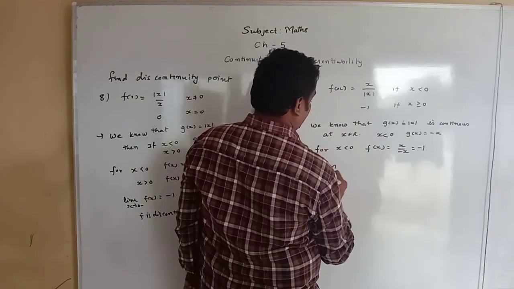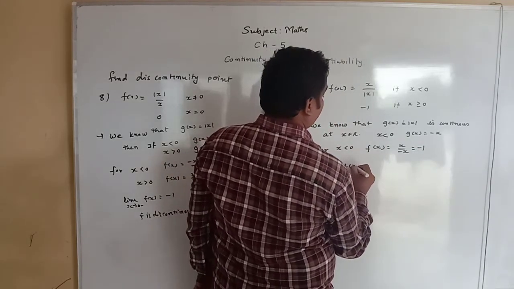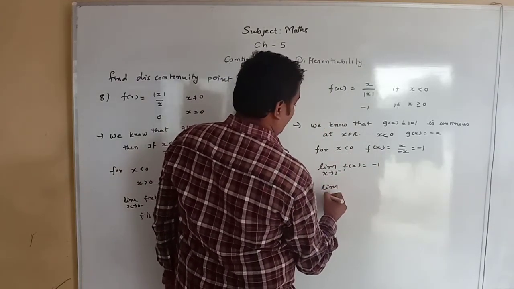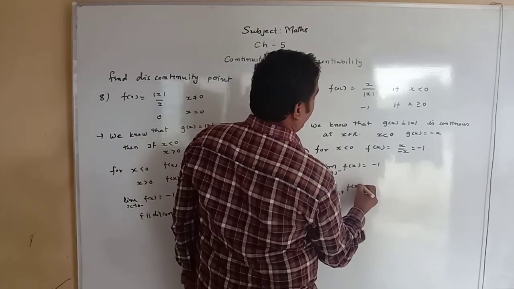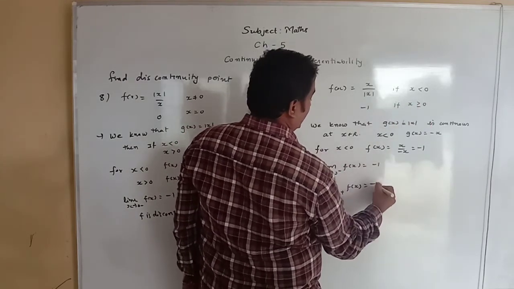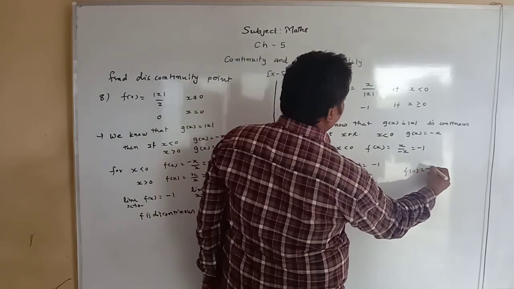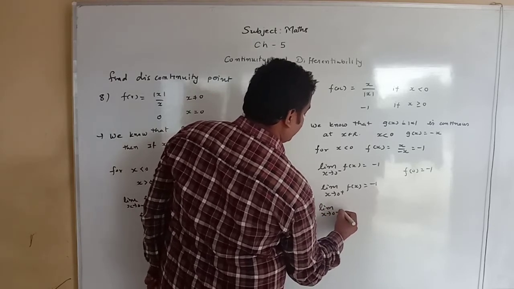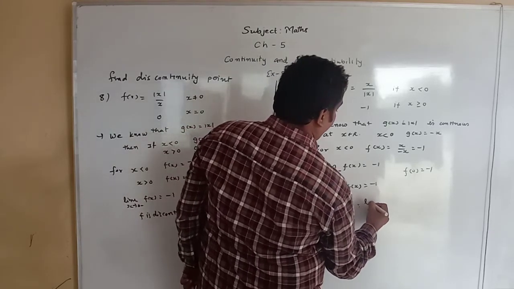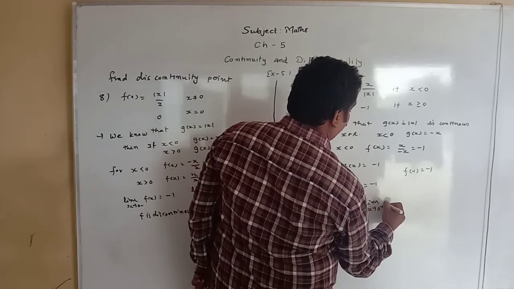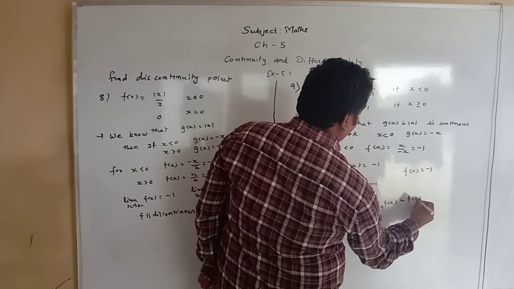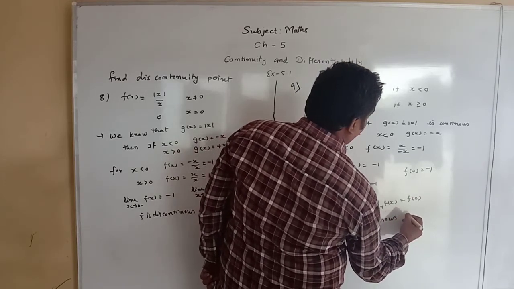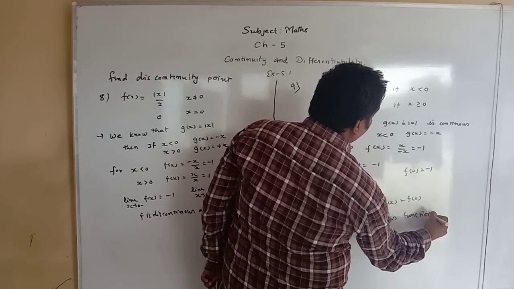So we take the limit as x tends to 0 minus of f(x), it will be -1, and the limit as x tends to 0 plus of f(x), it is already given as -1 for greater than 0, and f(0) is also given as -1. So all three, the left limit, the right limit, and f(0), are equal. So f is a continuous function and so there is no discontinuity point.